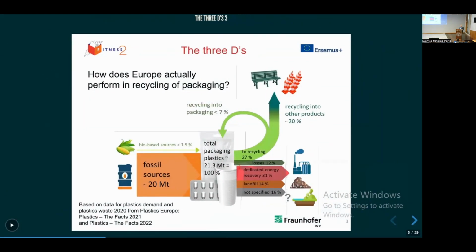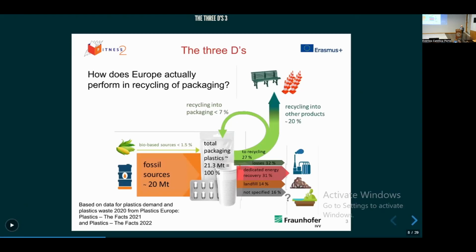All right, the first thing is something you will recognize at once: some of the figures are a little bit different from others that have been shown today. I took the figures from Plastics Europe for 2020. They are the only figures you can find which are valid for both recycling of packaging materials and the usage of materials in packaging. So you have to go back one year.